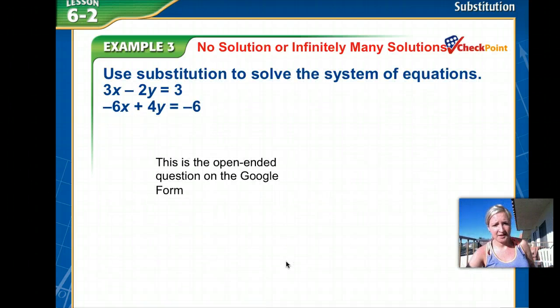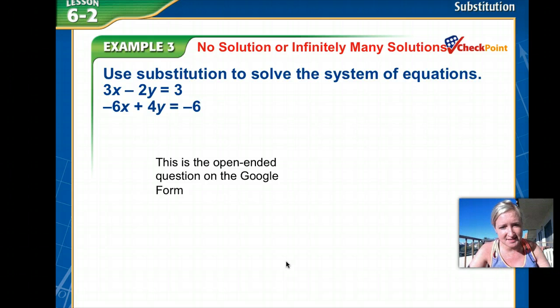All right, and your open-ended question for the 6.2 video is to use substitution to solve the systems of equations. Because this is example number 3, you can assume that it's either going to be no solution or infinitely many solutions. So go ahead, take your time, solve this substitution problem, and tell me what you get for a solution.